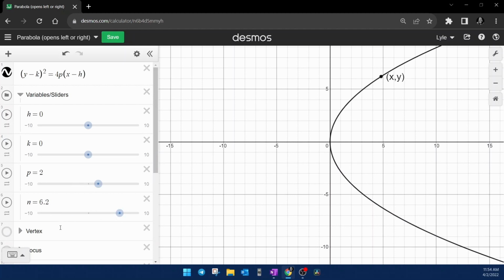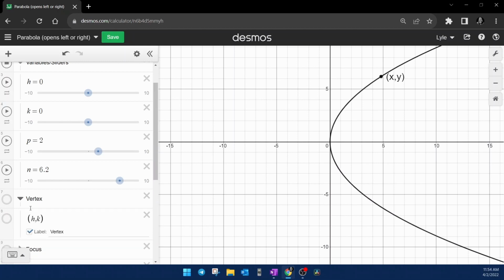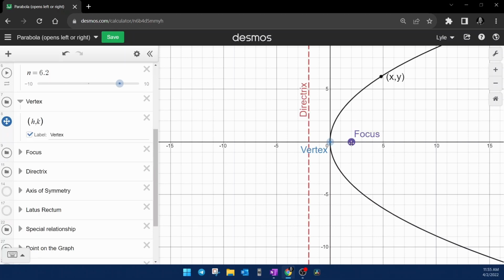So taking a look at the vertex again, if I open that up, you're going to see that it's h comma k. And if I turn that on, again, you can see the vertex is at the center of the parabola on the axis of symmetry. So the distance from the focus to the vertex is the same as the distance from the vertex to the directrix. Turning on the axis of symmetry, again perpendicular to the directrix, and the axis of symmetry contains the vertex and the focus.